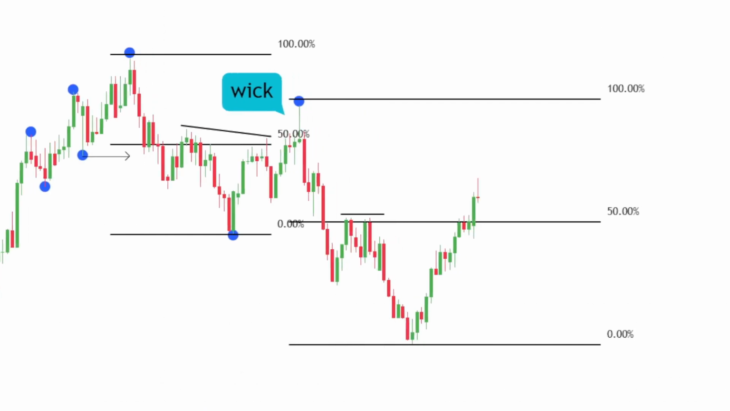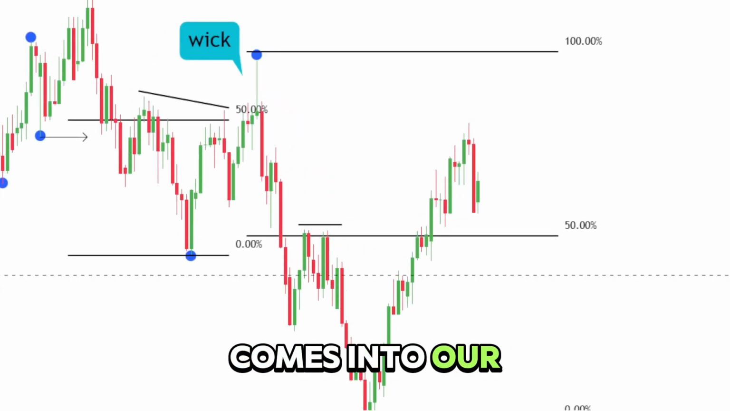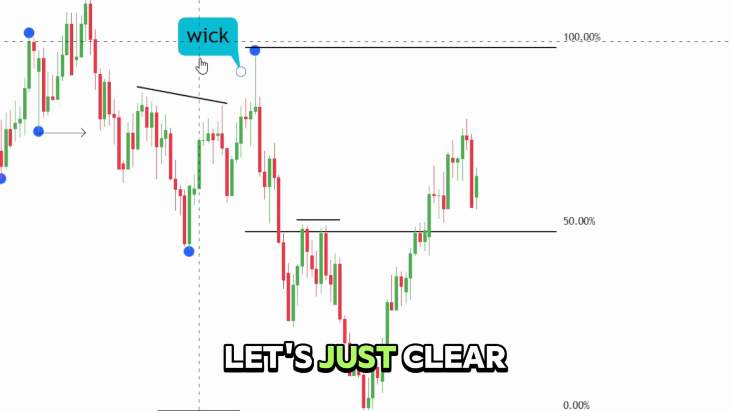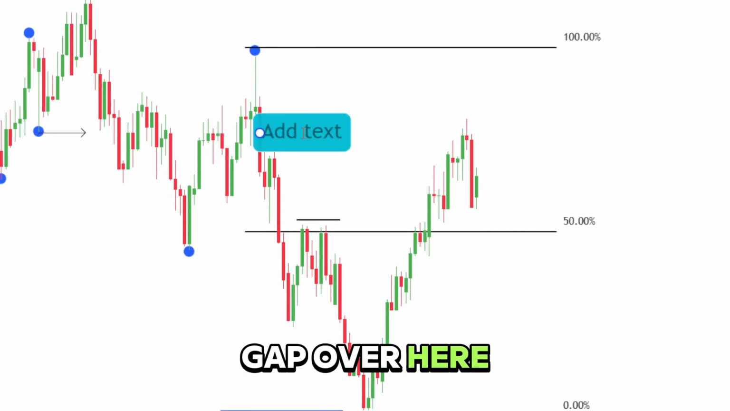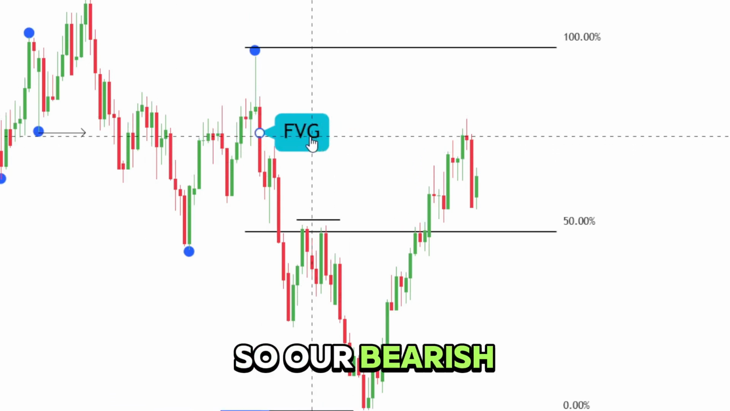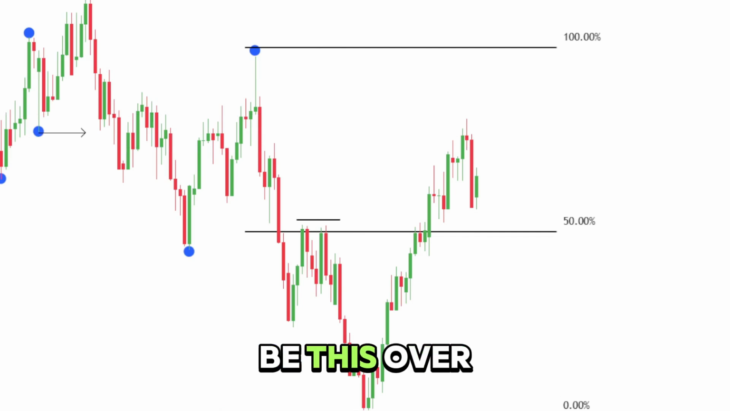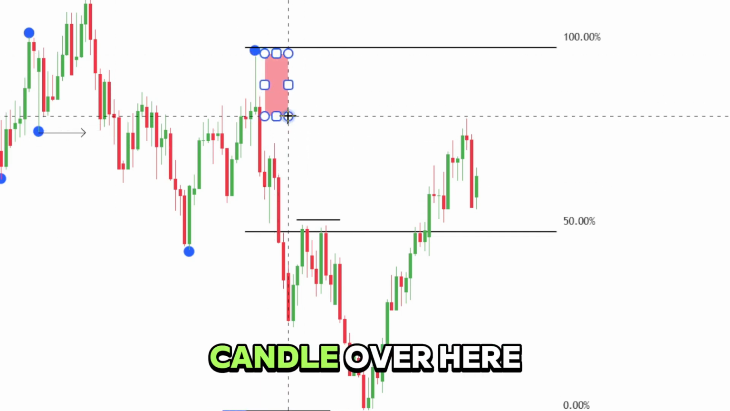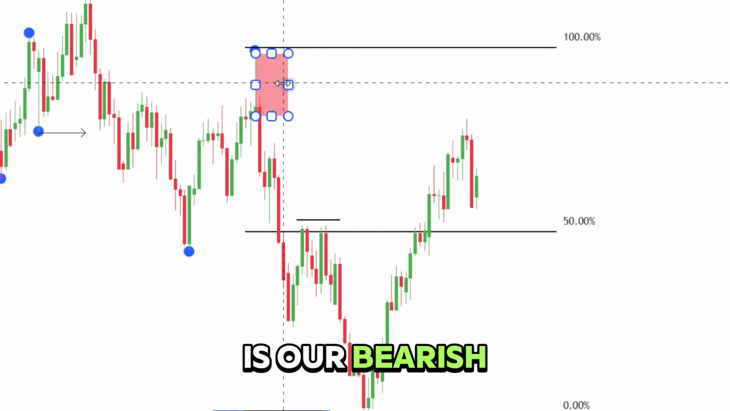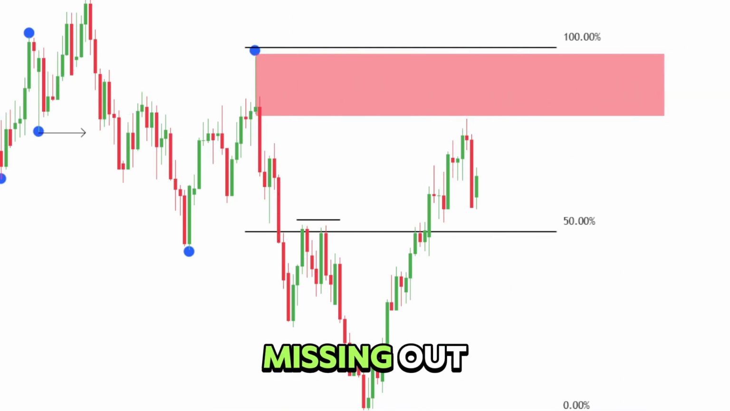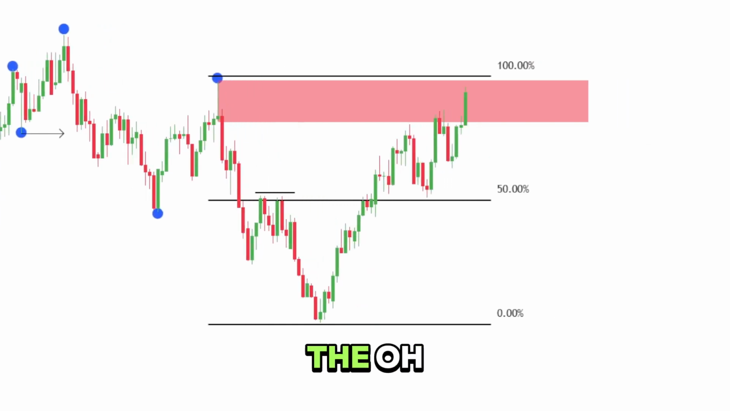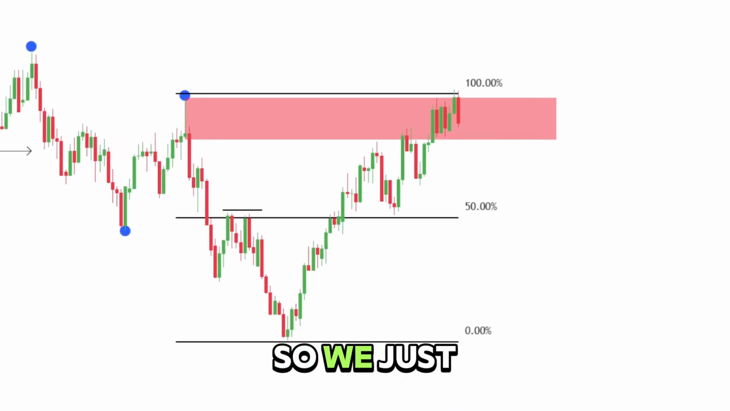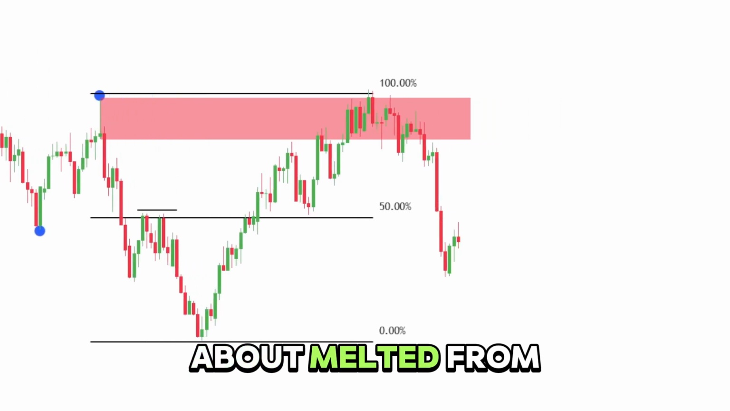So again, notice how price comes into our respected POI. So again, let's just clear the chart up. Here is our POI over here. Again, we're in the premium. We have a fair value gap over here. So our bearish POI is essentially going to be this over here, right? So this massive candle over here is our bearish POI. So we see price essentially just missing it, I believe. But ultimately, the markets aren't always perfect. But we understand we've hit it, we've hit it, we've hit it. So we've just about melted from that region, right?